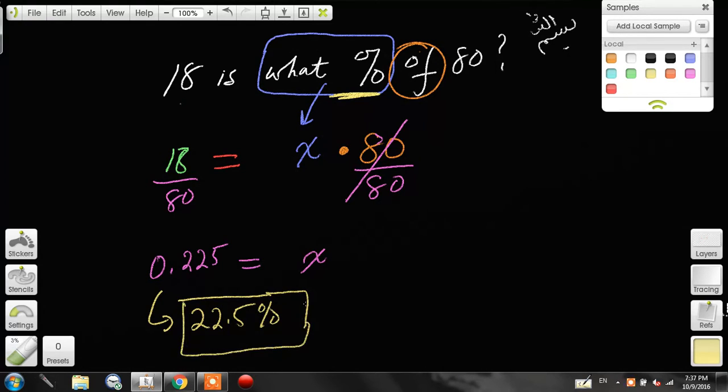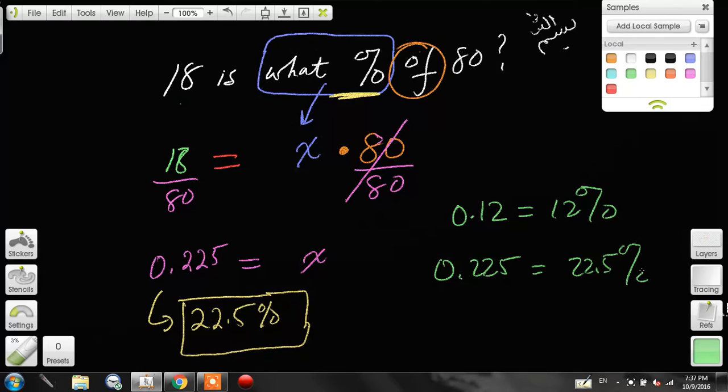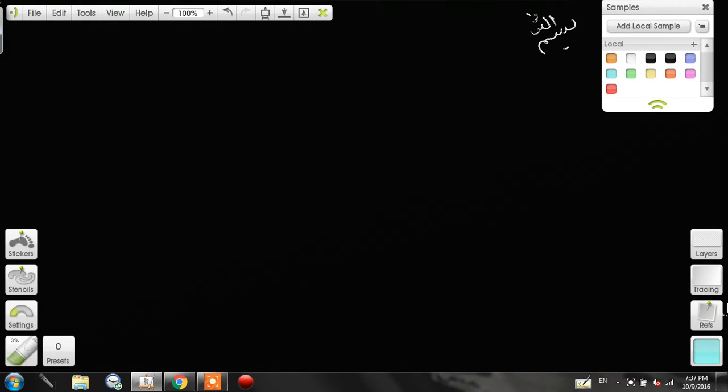You follow? Because just like 0.12 is another way of writing 12%, 0.225 is the same thing as 22.5%. Right? So 18 is 22.5% of 80. Correct? Okay. All right. Here's another example.